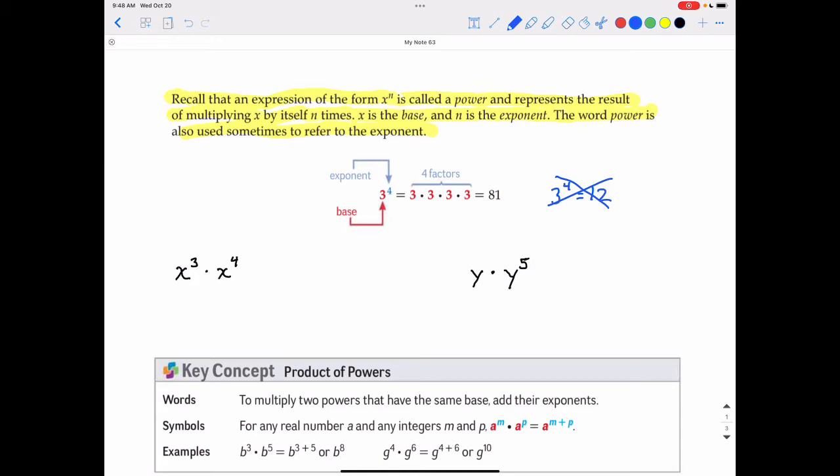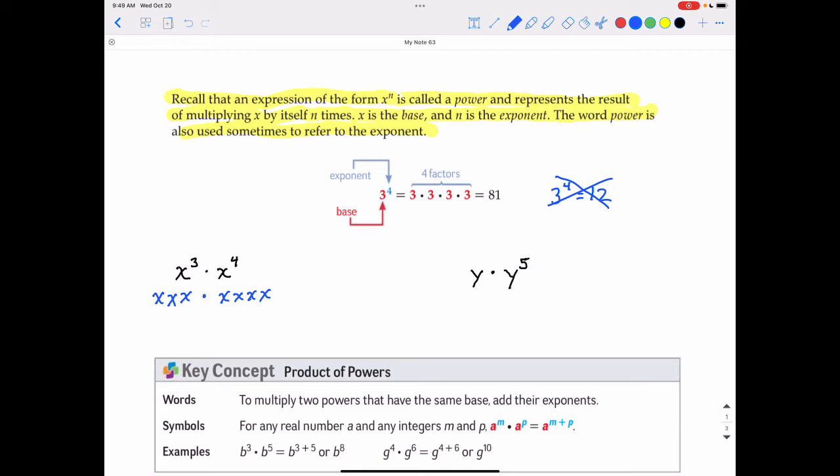We can do the same thing with variables. X to the 3rd times x to the 4th. Well, x to the 3rd power literally means that you take x times itself 3 times. So it would be like x times x times x. And x to the 4th power would mean x times itself 4 times. So x times x times x times x. And when I count that up, I see that there are 7 x's there. 1, 2, 3, 4, 5, 6, 7.